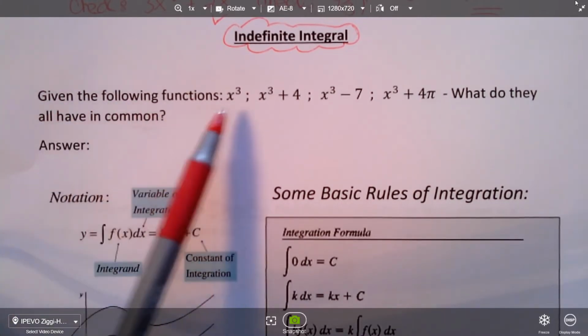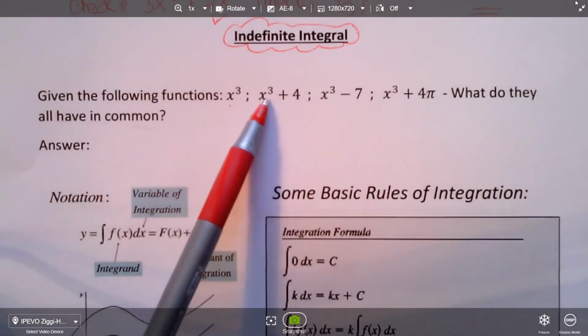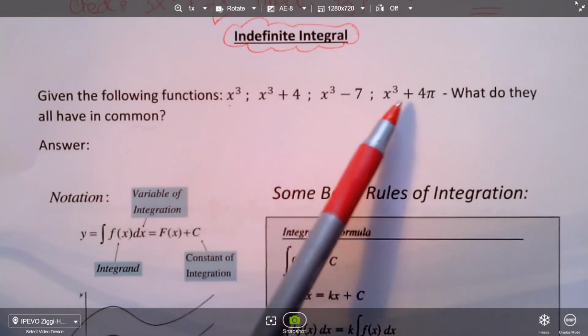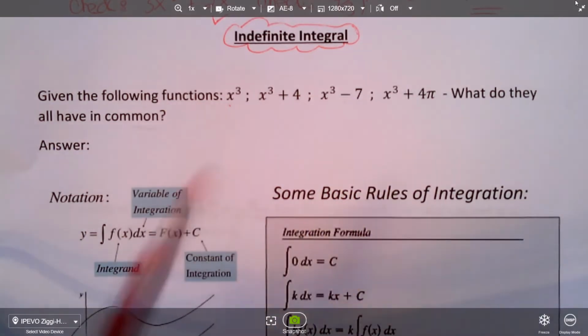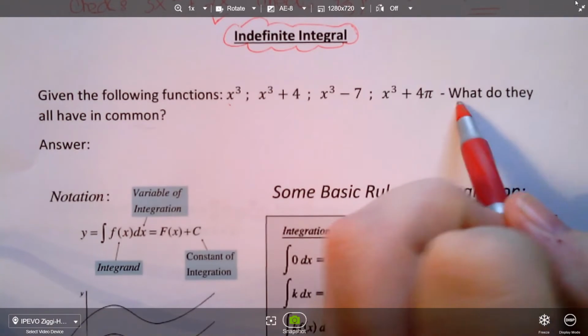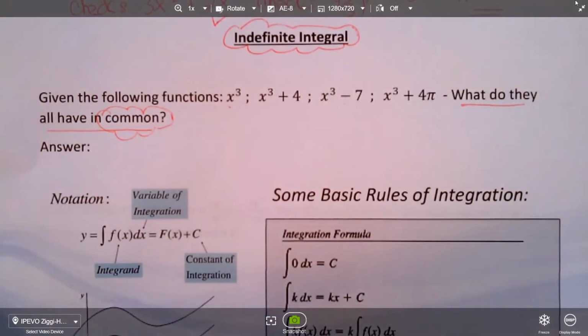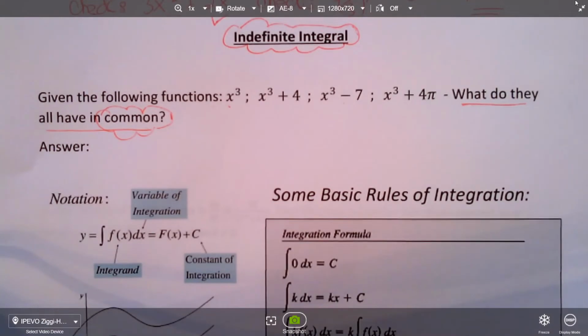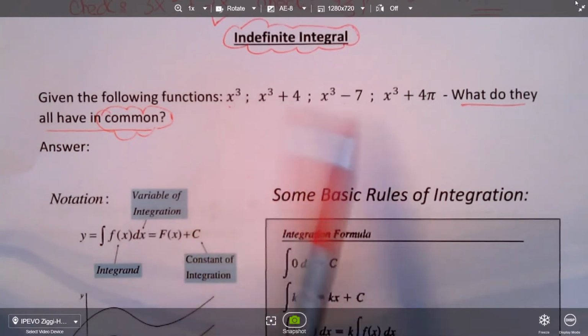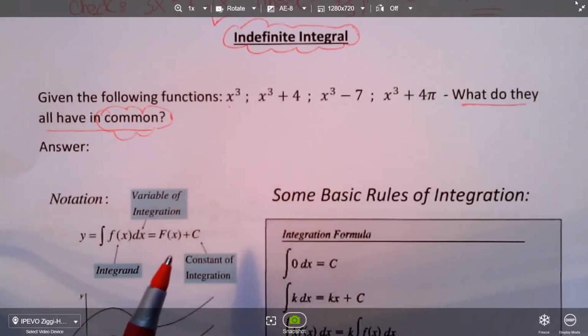Given the following functions, x cubed plus 4, x cubed minus 7, x cubed plus 4 pi. I want you to take a second and think about what they have in common. Okay, especially when I think about integrals, derivatives, think calculus, what do they all have in common? So you might be saying things like, well, they all have an x cubed function, but think a little deeper than that. When you think calculus, what do you notice they all have in common?